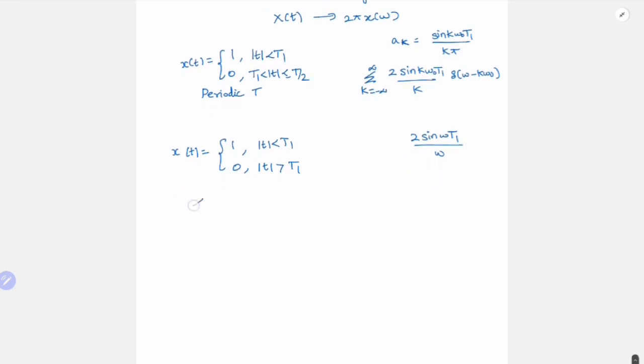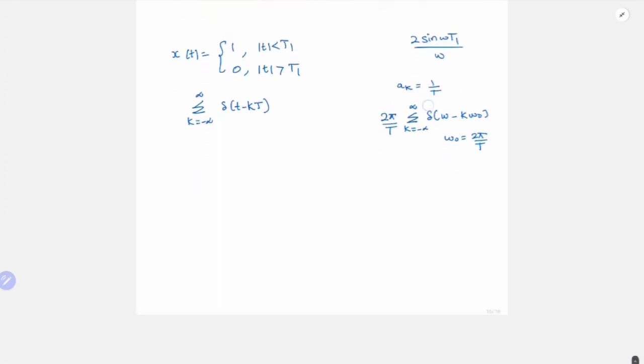And then we also saw the periodic impulse train, the summation from k equals minus infinity to infinity of δ(t − kT). So this is again periodic. Its Fourier series coefficients were 1/T for all k. So its Fourier transform is going to be 2π/T times the summation of δ(ω − kω0). And what is ω0 here? 2π/T. Okay.